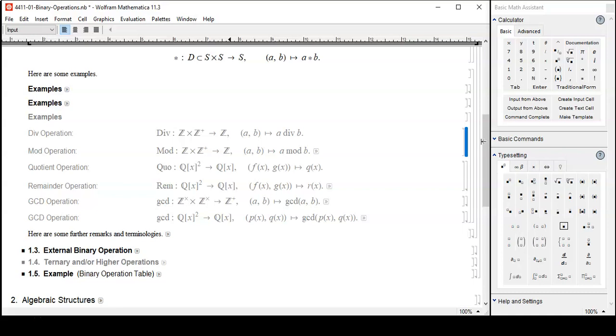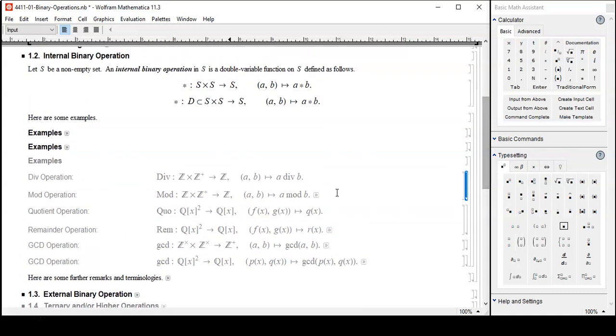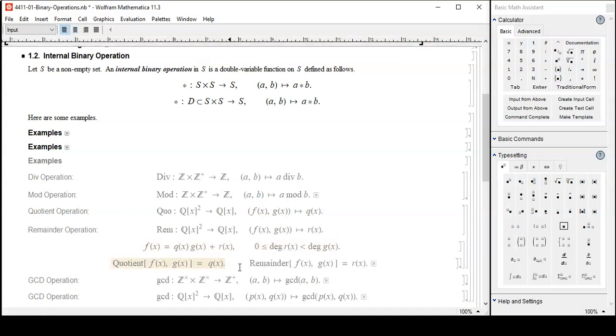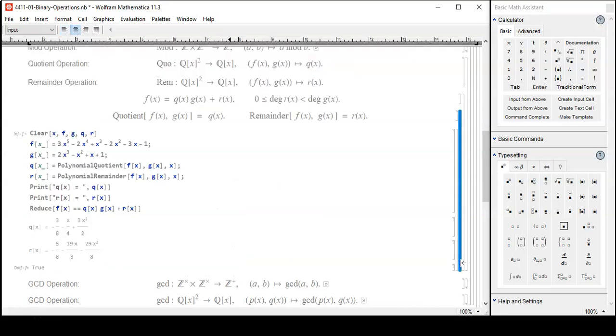Similarly, we can do the same thing for polynomials. Quotient operation and remainder operation. In the division algorithm, taking the quotient is the polynomial quotient operation. Taking the remainder is the polynomial remainder operation. Here's some examples. F is this quintic and G is this cubic polynomial. And then the polynomial quotient, F divided by G, will turn out to be this. And the polynomial remainder will turn out to be that.